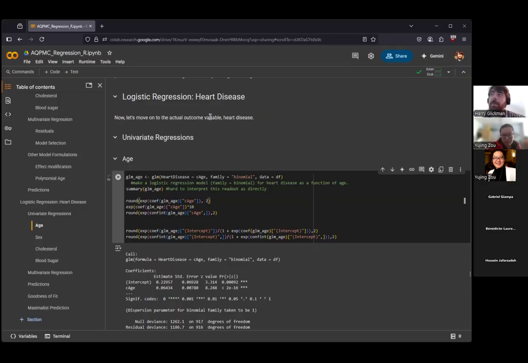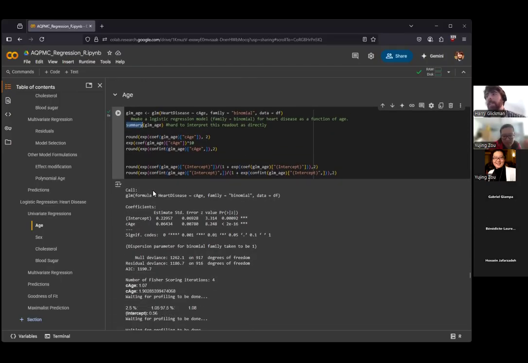So we're going to do our actual outcome variable now, which is heart disease, which is the more interesting variable in the data set. And we're going to start with univariate regressions. So we'll start with heart disease as a function of age. We're using the GLM function to make a logistic regression by telling it that the family should be a binomial distribution. And then, as with linear regression, we can just call our summary function to get out the effect estimates. Although, as I explained yesterday in some detail, just looking at these effect estimates doesn't really tell you anything, because this is on some weird log odds scale.